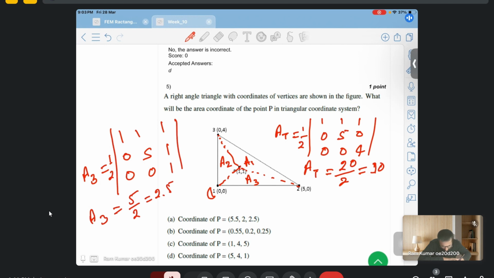So how will we divide? I will write C3 equal to 2.5 divided by 10, that is 0.25. Any option matching? So B option is there. This one is the only one matching, so no need to calculate the others.